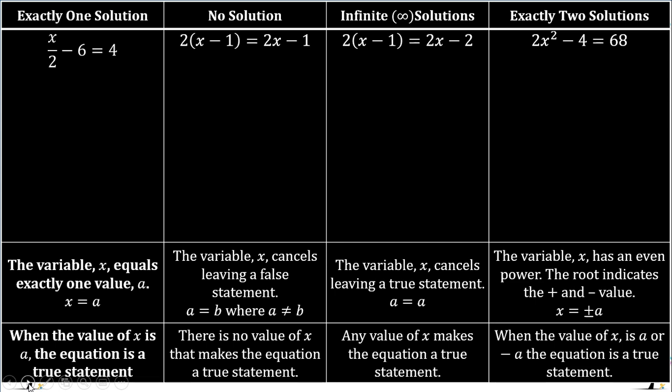Now, let's take a look at 4 possible types of solutions. We're going to solve these to see what type of solution we get in the end. So here we're going to start with adding 6 to both sides, which would be applying the addition property of equality. And then we're going to apply the division property of equality. We're going to multiply both sides by 2. We're undoing the multiplication by dividing. And our solution is 20.